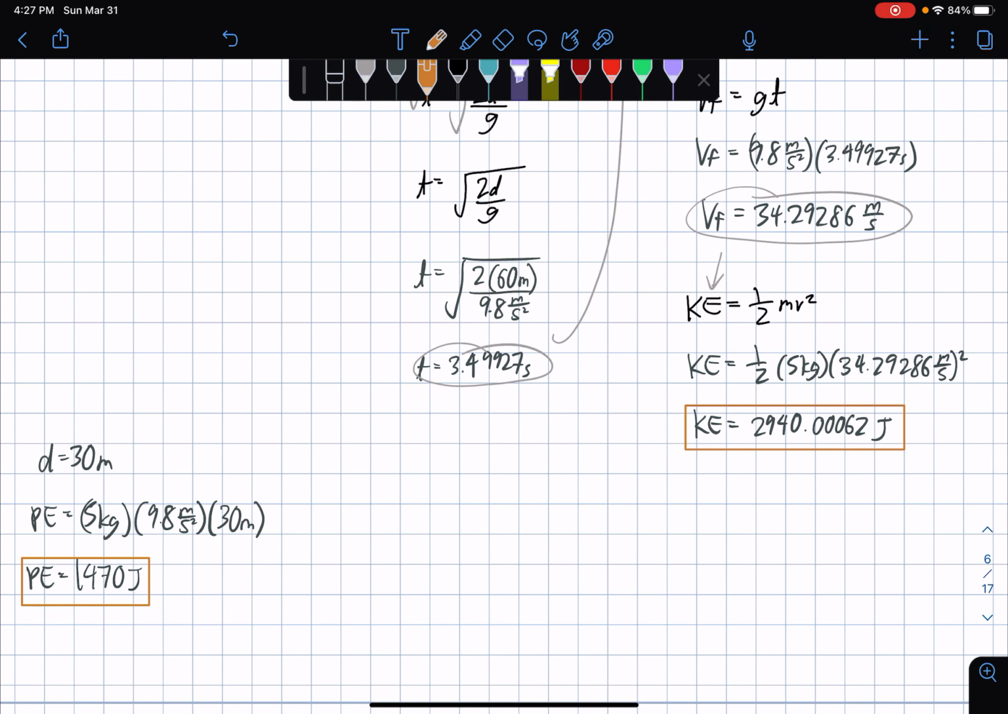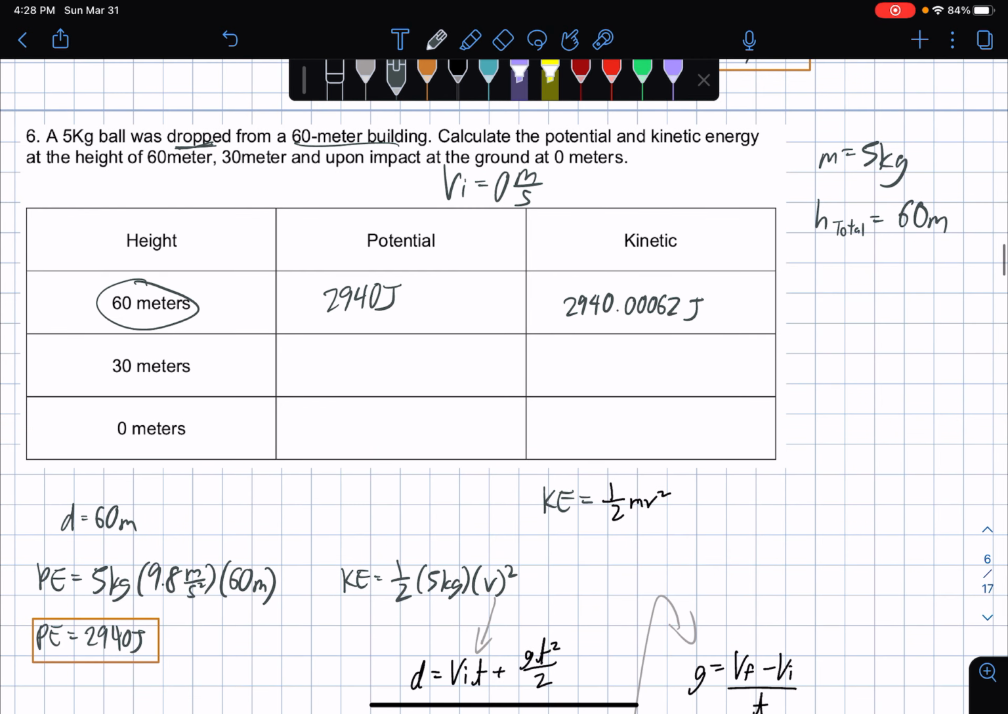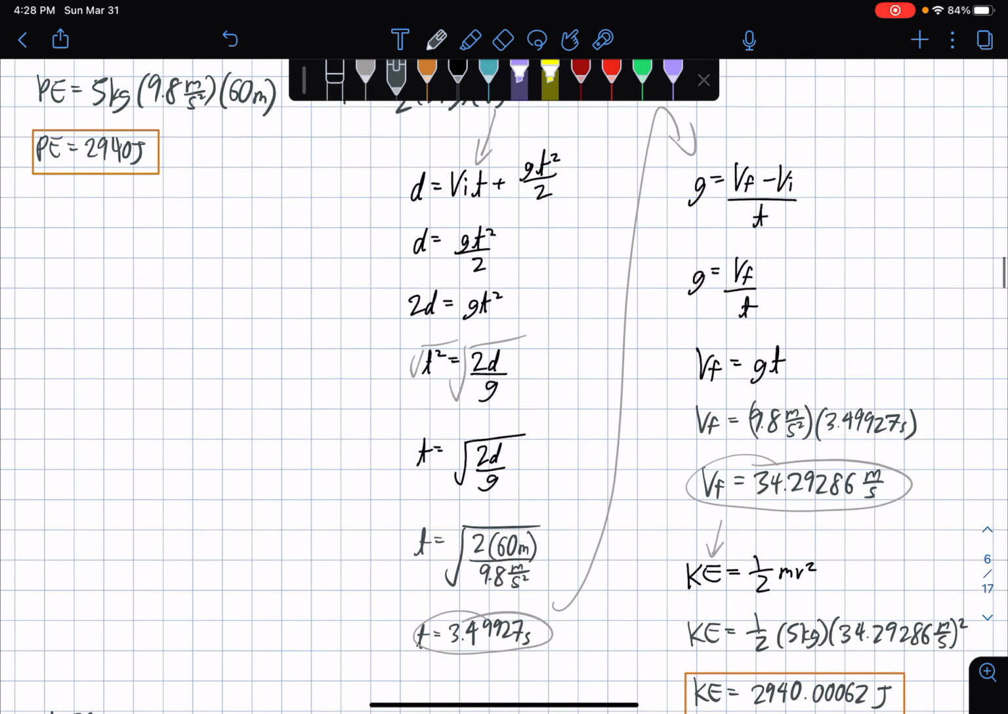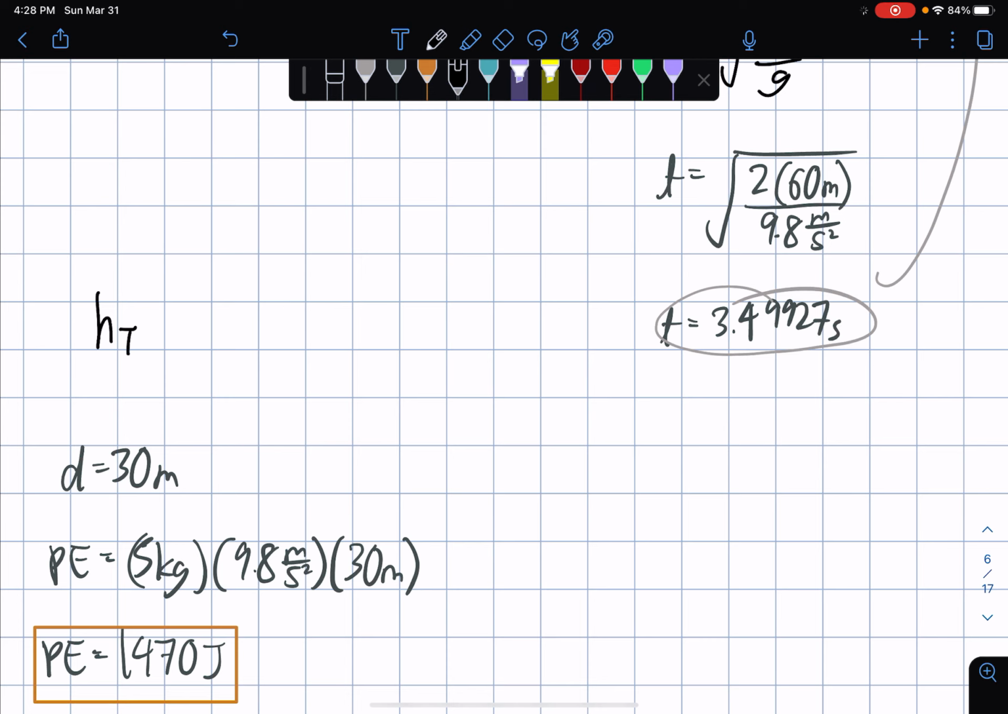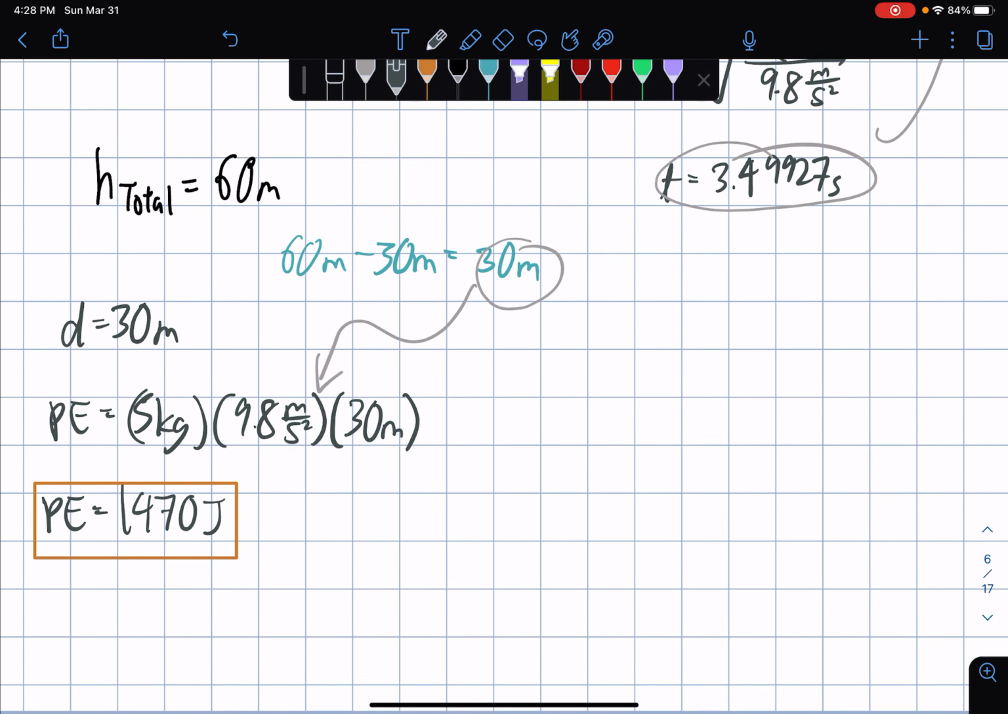Okay, I think it makes sense now. So now that we're given a distance that is lower than the total one, the total height is 60, but we're given a distance of 30. So 60 meters minus 30 meters, the result is 30 meters. And this is the value that we use for looking for the PE. Hence the answer right there.